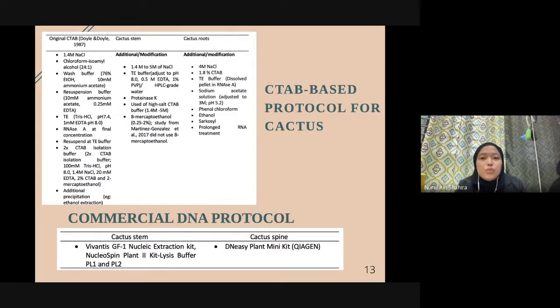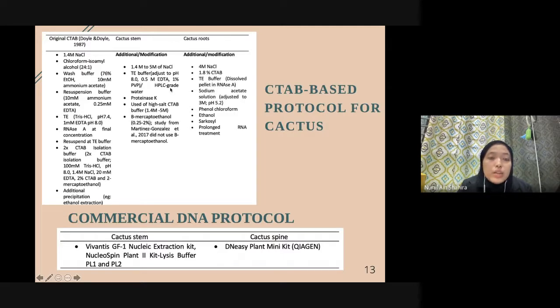So this is a protocol for cactus, and some of the modifications in cactus stem and cactus root could be similar. However, some modifications could be slightly different from each other. For CTAB-based, the modifications for both cactus stem and cactus root compared with the original CTAB are, the first one, changes in concentration of sodium chloride, PVP, and also pH of the extraction buffer.